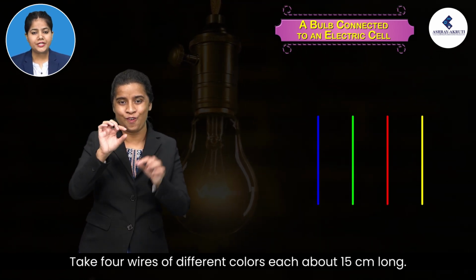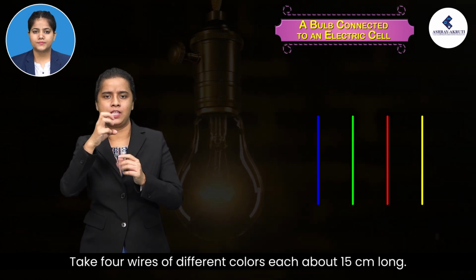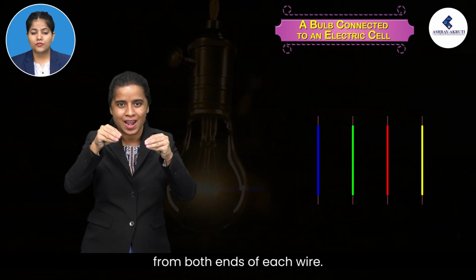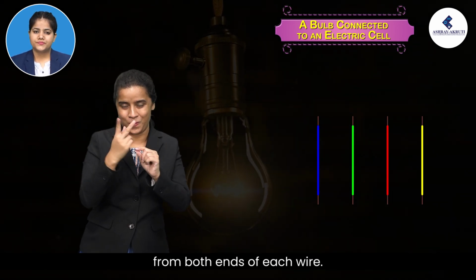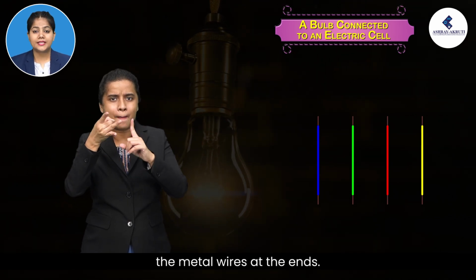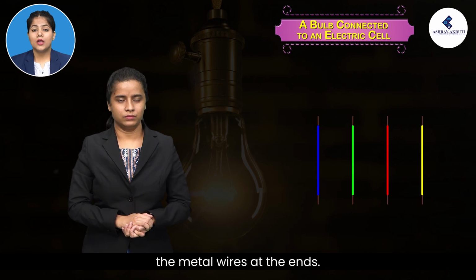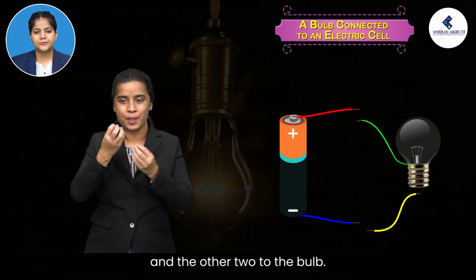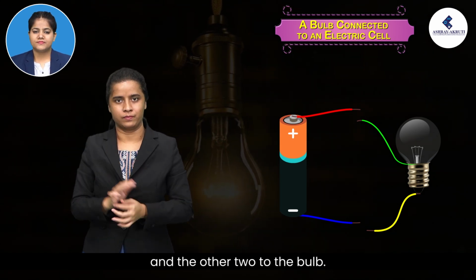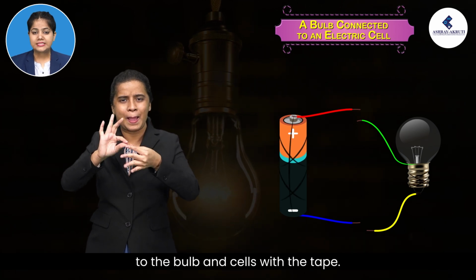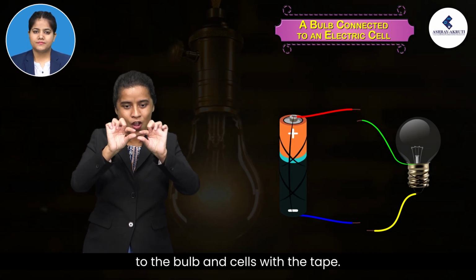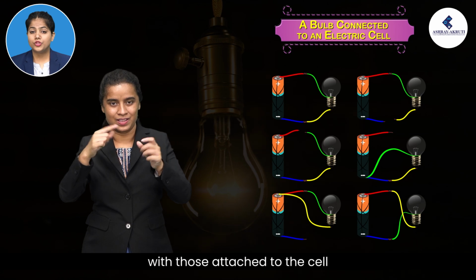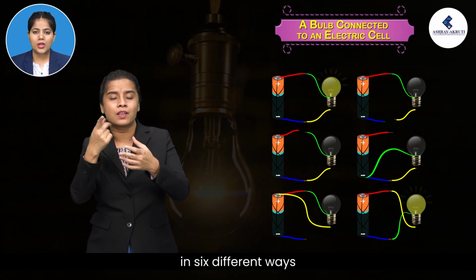Take 4 wires of different colors, each about 15 cm long. Remove about 2 cm of the plastic covering from both ends of each wire. This would expose the metal wires at the ends. Fix the exposed parts of 2 wires to the cell and the other 2 to the bulb. You can stick the wires to the bulb and cells with the tape. Now, connect the wires fixed to the bulb with those attached to the cell in 6 different ways as shown in figure.